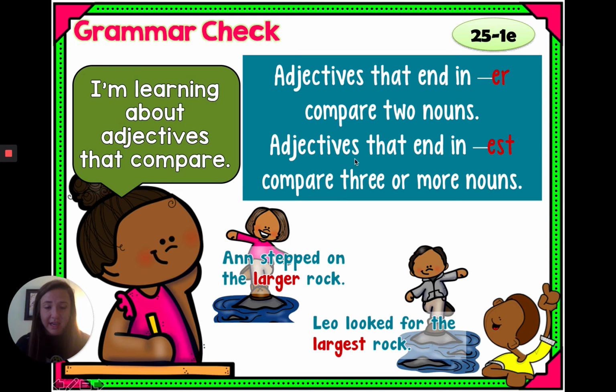In addition, adjectives that end in est compare 3 or more nouns. So for example, Leo looked for the largest rock. How many rocks do you see? 1, 2, 3. He looked for the largest of the 3 rocks. This compares 3 nouns. Remember, a noun is a person, place, or thing. And the adjective is the word that describes that noun.